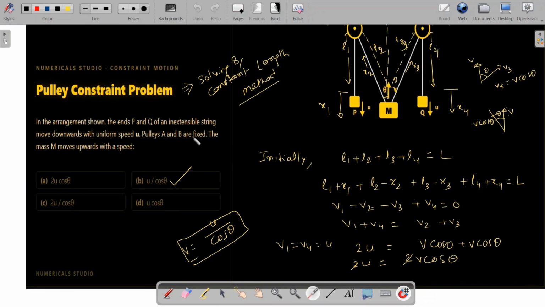And that's it. I hope this explanation has cleared your concept of constant length in constraint motion problems.